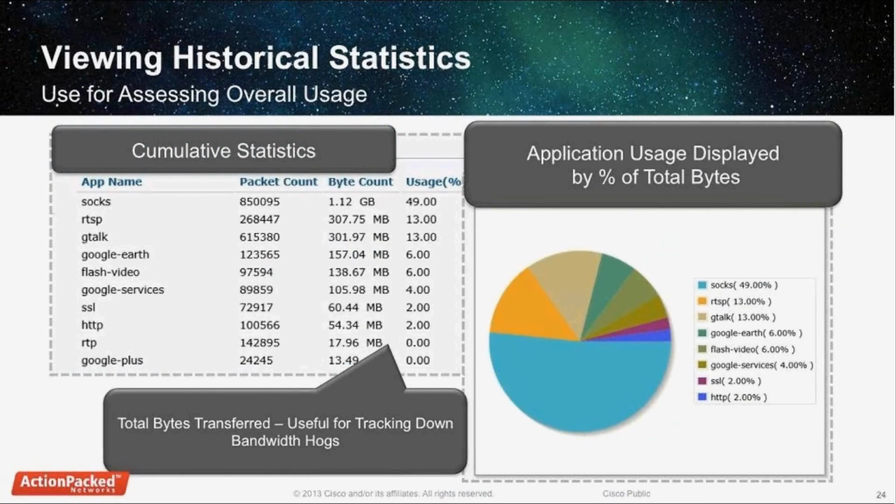In addition to the real-time stats, we also have the historical data, which gives you the cumulative total bytes transferred and the total bandwidth that is being hogged by a certain device. You can do this on a per SSID basis, or you can do it on a per client basis as well. And it also gives you the applications by percentage of total bytes.